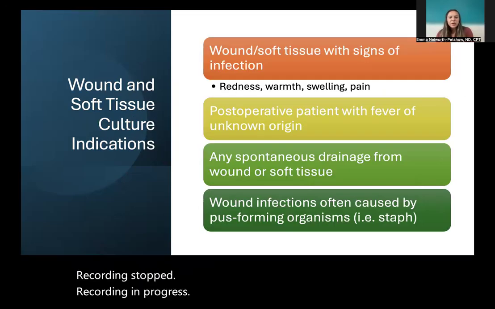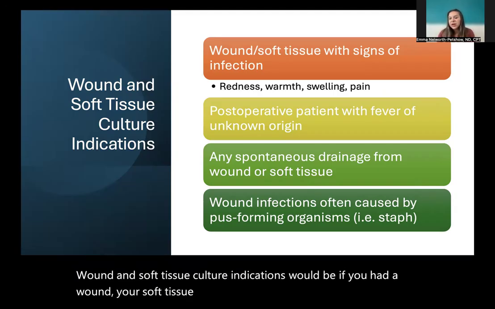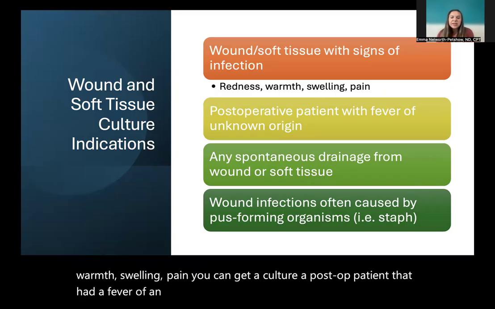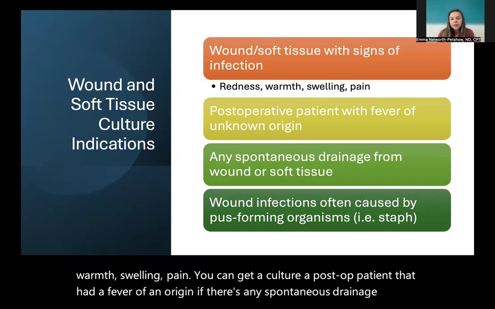Wound and soft tissue culture indications would be if you had a wound or soft tissue injury with signs of infection like redness, warmth, swelling, pain, you can get a culture. A post-op patient that had a fever of unknown origin. If there's any spontaneous drainage from wound or soft tissue areas.